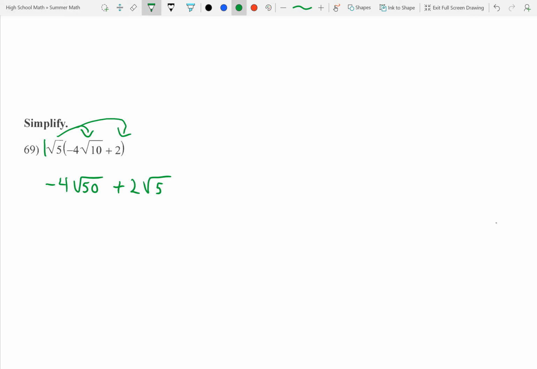Well, this square root of 50 we can rewrite as square root of 25 times the square root of 2. Well, the square root of 25 is 5, so negative 4 times 5 is a negative 20. We have negative 20 square roots of 2 plus 2 square roots of 5. We cannot simplify these any further because the radicand here is different. We cannot sum these. This is the simplest answer.